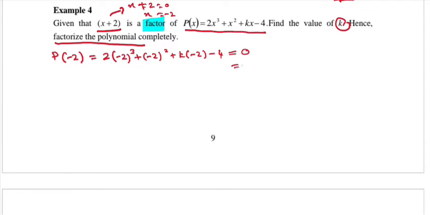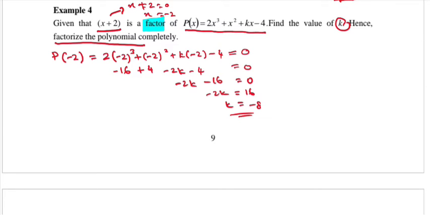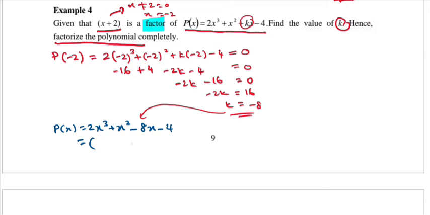Okay? So now you can just simplify this equation. You should obtain the answer for k as negative 8. Now factorize the polynomial completely. How to factorize the polynomial completely? Just replace the value of k in its position in the polynomial, and then remember, to factorize completely means that since this is cubic, we will have 3 linear factors, or 1 linear factor and 1 quadratic factor. One factor that we know is x plus 2.